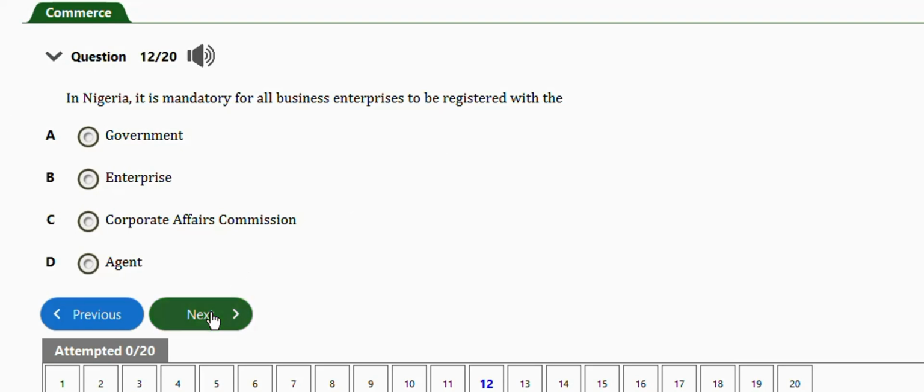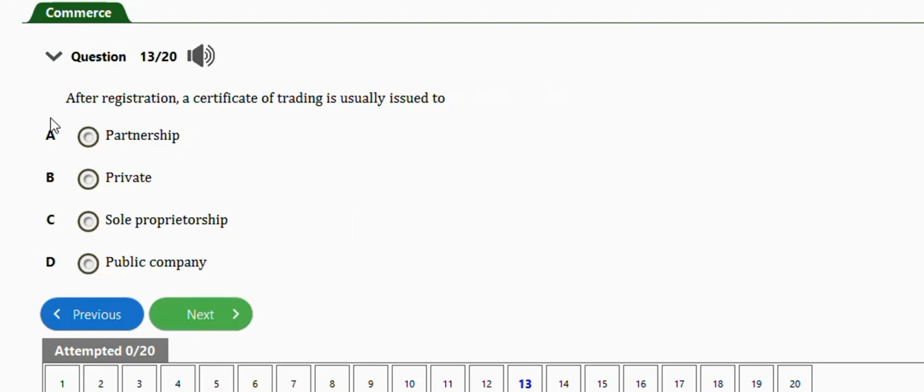Next question. It says after registration a certificate of trading is usually issued to partnership, private sole proprietorship, public company. So guys, the right answer to this question is that after registration a certificate of trading is usually issued to a public company. Option D.